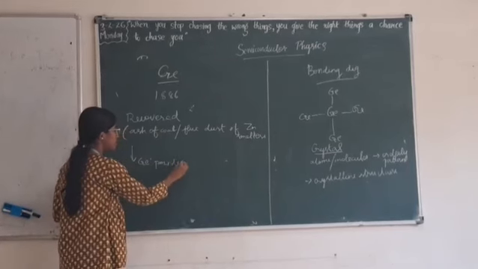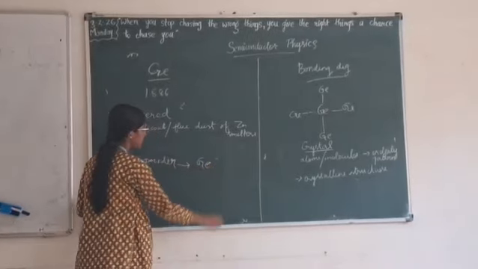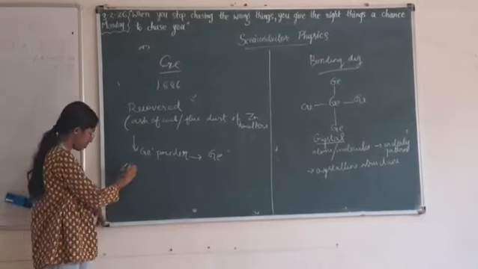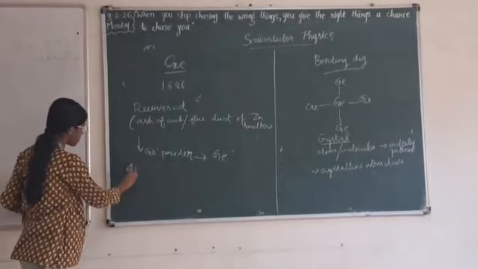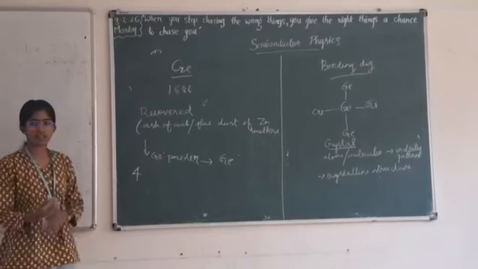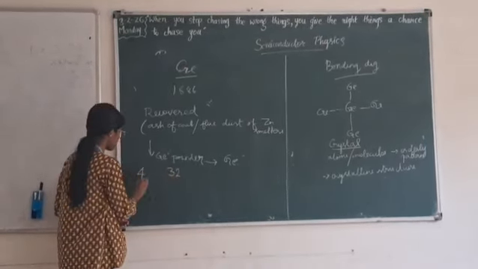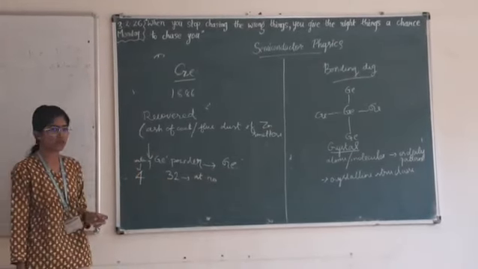and this powder was then transformed or purified into pure germanium, and it is having a valency of, as I mentioned before, it is having a valency of 4 and its atomic number is 32. This is its valency. Atomic number is 32, which means it has 32 electrons and 32 protons.